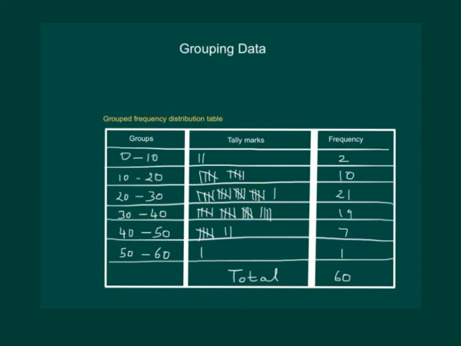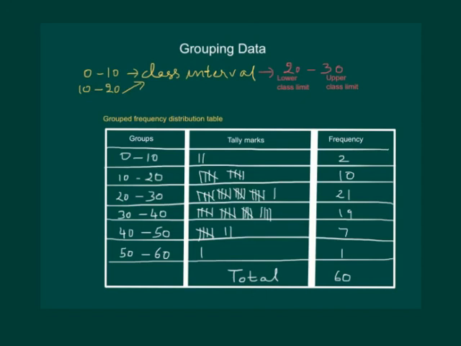The groups 0 to 10, 10 to 20 and so on are called class intervals. We say 0 to 10 is a class interval. Similarly, 10 to 20 is also a class interval and so on. Then if 20 to 30 is a class interval, 20 is called the lower class limit and 30 is called the upper class limit. That means in 20 to 30, 20 is the lower class limit and 30 is the upper class limit. Similarly, in 0 to 10, 0 is the lower class limit and 10 is the upper class limit.